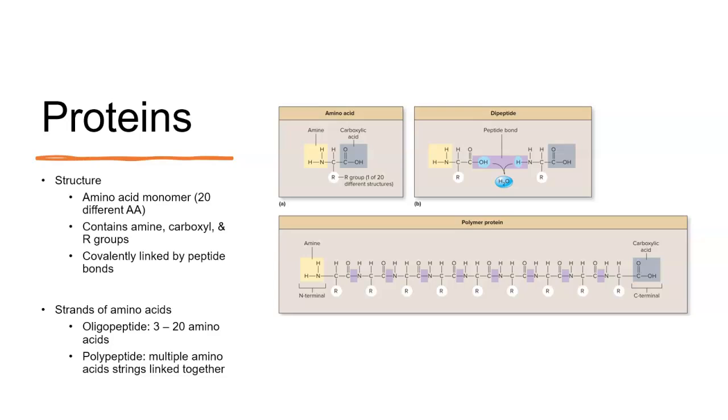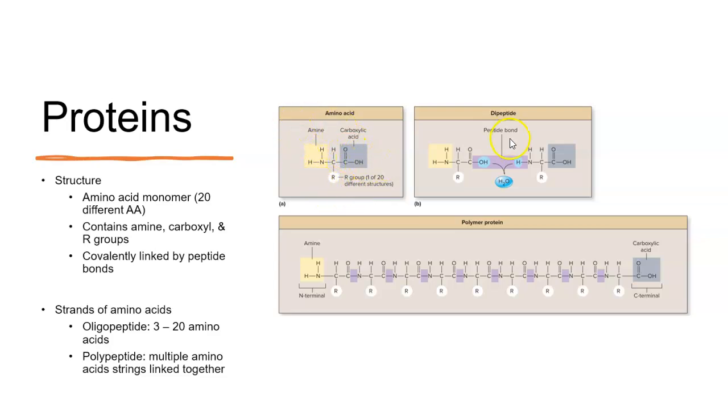Now, your amino acids have an amine group, a carboxyl group, and something called the R group. So the amine and the carboxyl group are the same. The R group is what changes and makes each amino acid different from the others. So the amine group and the carboxyl, those are found in all amino acids. The R group is what is different.